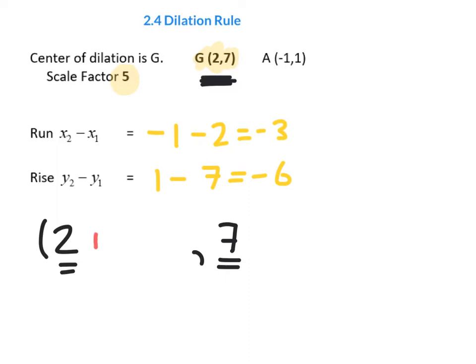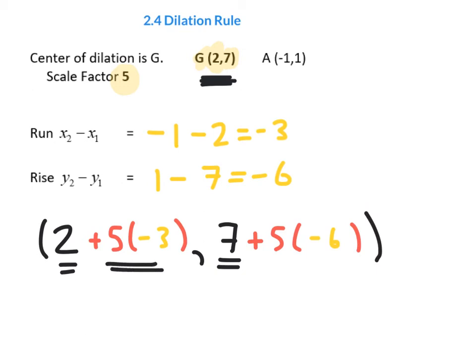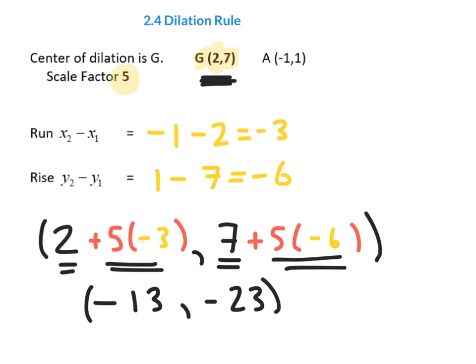My scale factor is a 5. And so I'm going to scale 5 runs and 5 rises. In this case, my run is -3, my rise is -6. And so let's do the math. And the math is simply, this is -15. So this becomes -13. This is -30. So this is -23. There's your answer. That's how you dilate from any point in the plane.